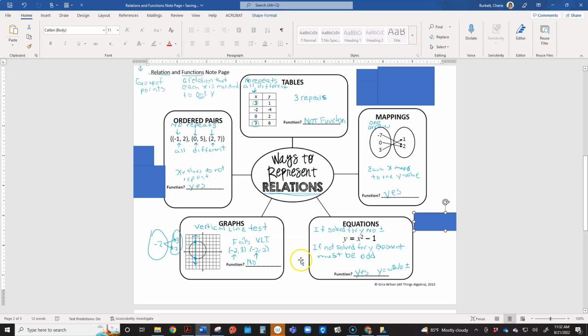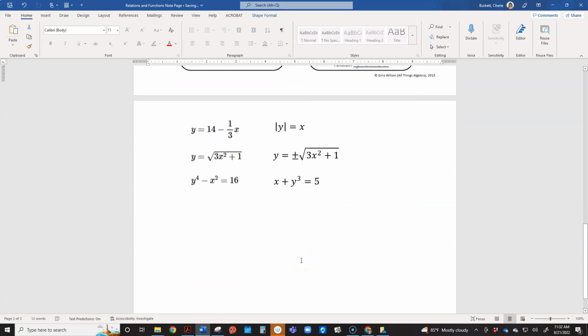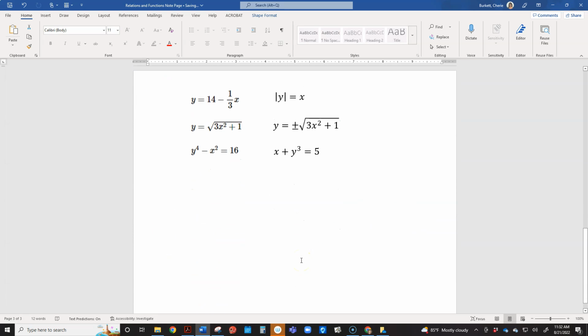I'm going to give you some other examples of those right now because the equations, like I said, are the newest ones. So we're going to do those examples first, and then I'm going to jump over and let you do examples of the other representations.